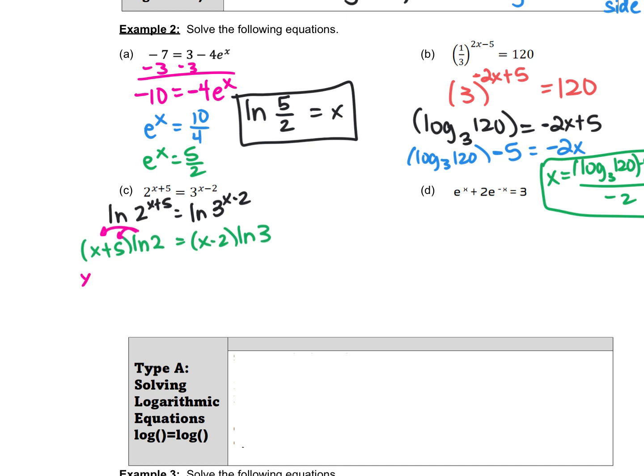So this is going to give me x ln of 2 plus 5 ln of 2. Okay, I'm distributing that ln of 2. It's a number. It's like it's a 1.43. Right? I'm going to do the same thing on the next side: x ln of 3 minus 2 ln of 3.